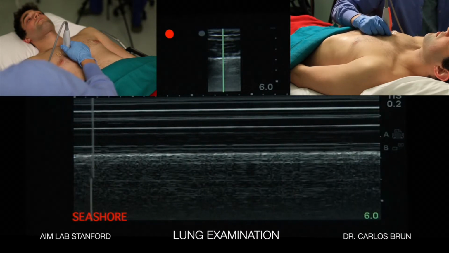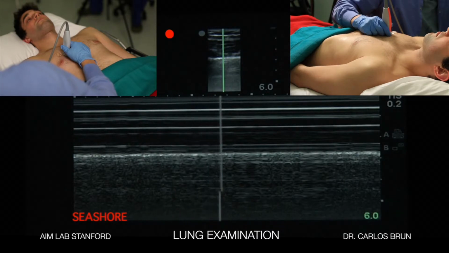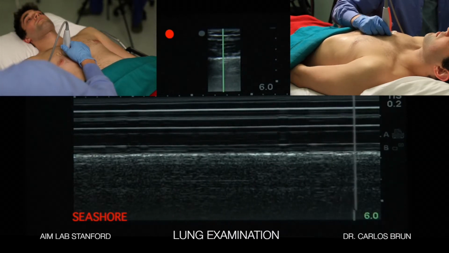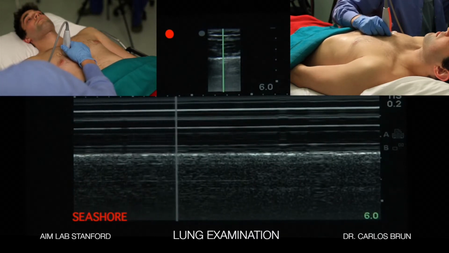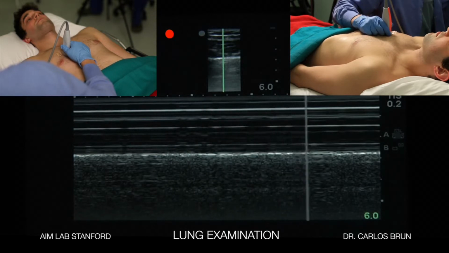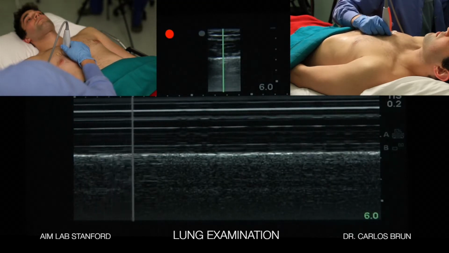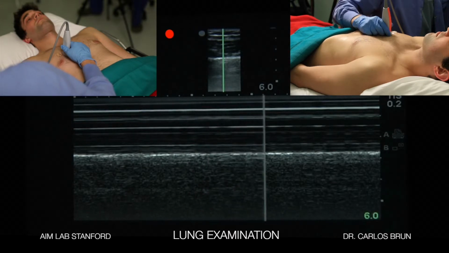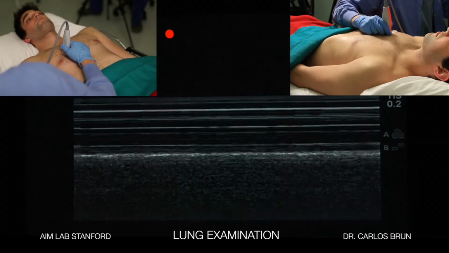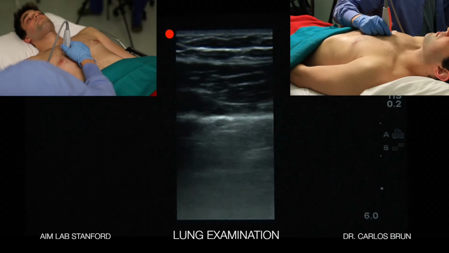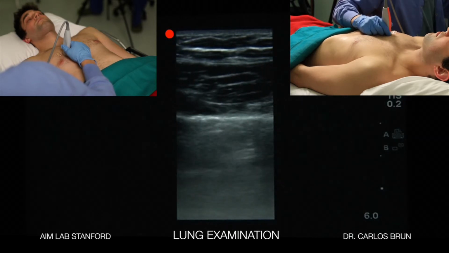You see the non-moving tissue above the pleural line, and that looks like waves. And below the pleural line, you see the motion of the tissue reflected as what appears to be sand, sandy beach, or the seashore sign, a very calming sign that's indicative of normal lung. Back to 2D. So those are indications of normal lung.